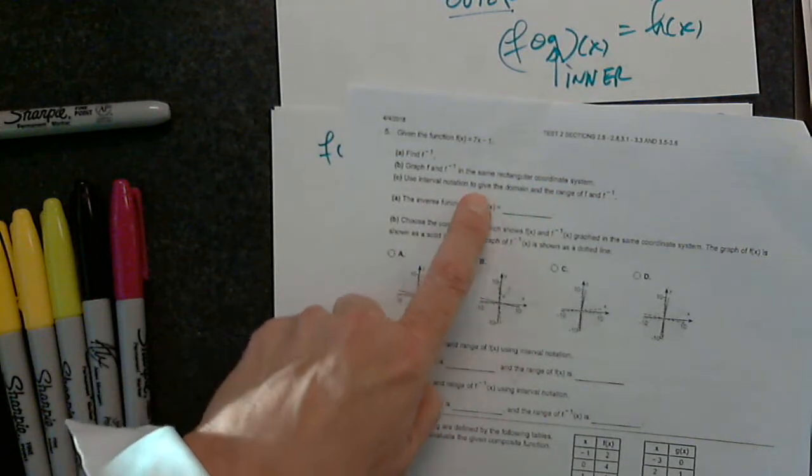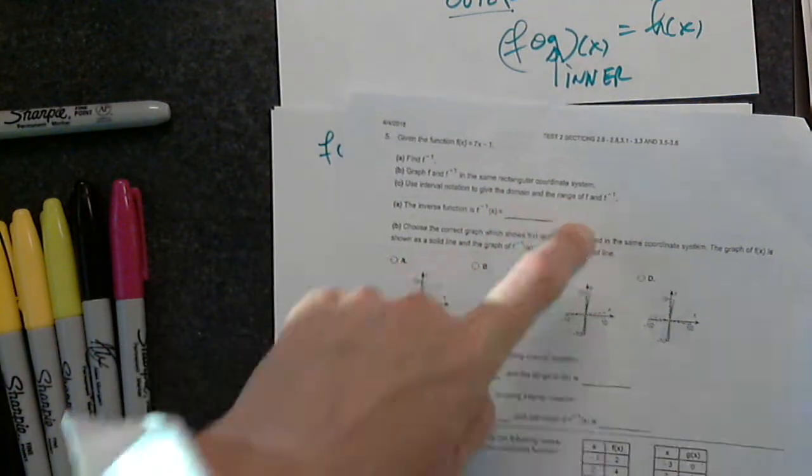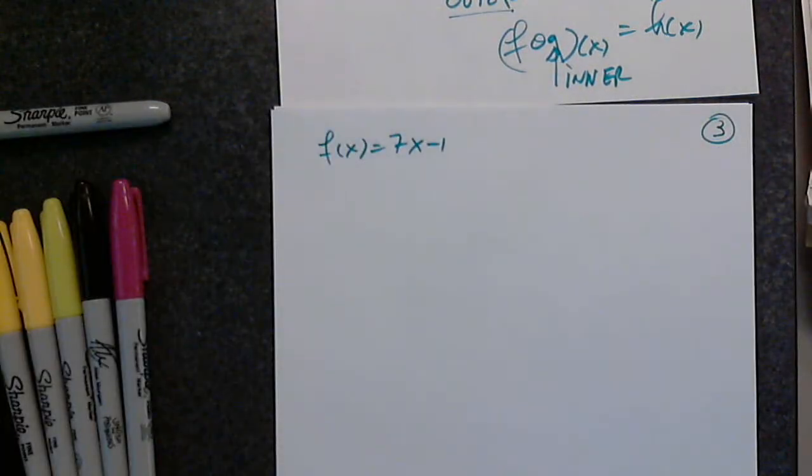Use interval notation to give the domain and the range of f and f inverse. Good. So now here's my first question. This is a linear function, correct? Is it one-to-one? Because if it's not one-to-one, it doesn't have an f inverse.